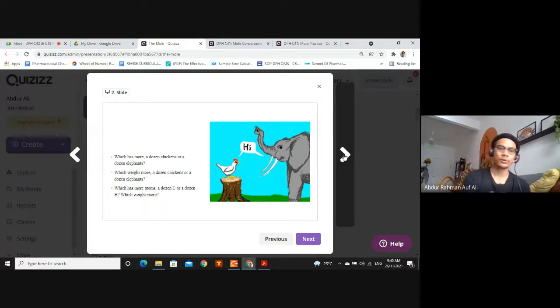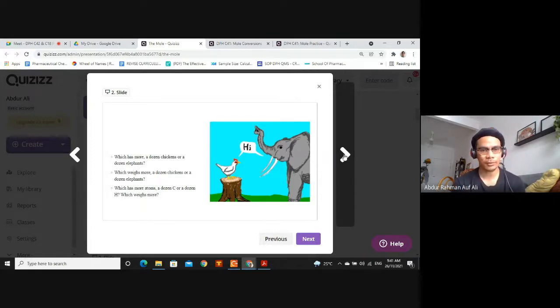Okay. Question number 2, which weighs more? Which one is heavier? 1 dozen chickens or 1 dozen elephants? Anyone care to answer? Which is heavier? 12 chickens or 12 elephants?